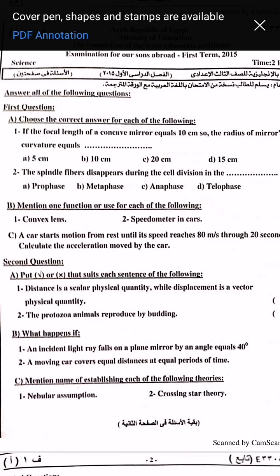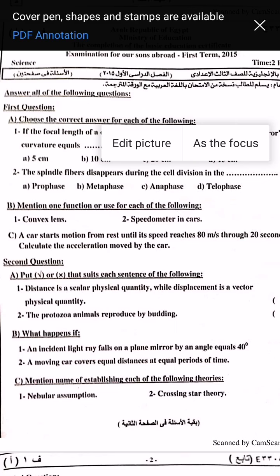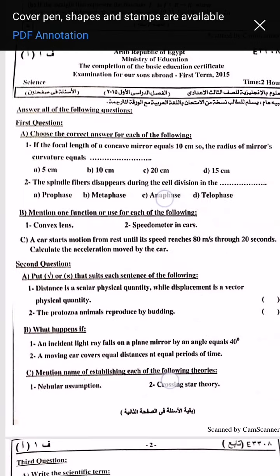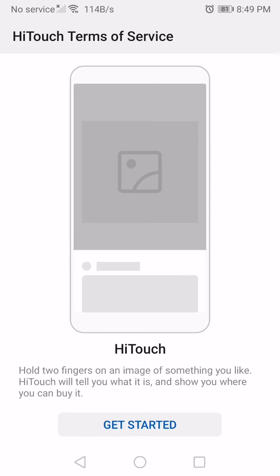Second question, put right or wrong that suits each sentence of the following. Number 1, the distance is a scalar physical quantity while displacement is a vector physical quantity. The answer is correct. It is right. This statement is correct, so we put right. Okay.